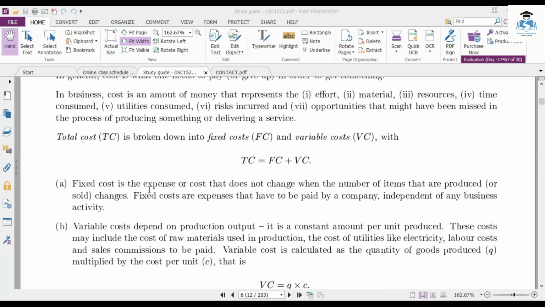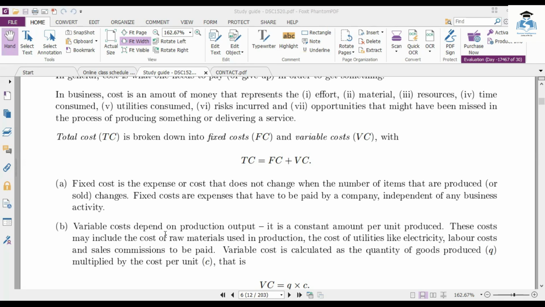Then fixed cost is the expense or a cost that does not change when the number of items that are produced or sold changes. Fixed costs are expenses that have to be paid by a company independent of any business activity. So I know those who have done accounting or who are doing accounting, you understand what a fixed cost is, what a variable cost is. So even when any amount increases in terms of quantities or anything, this fixed cost will remain as it is. It doesn't change.